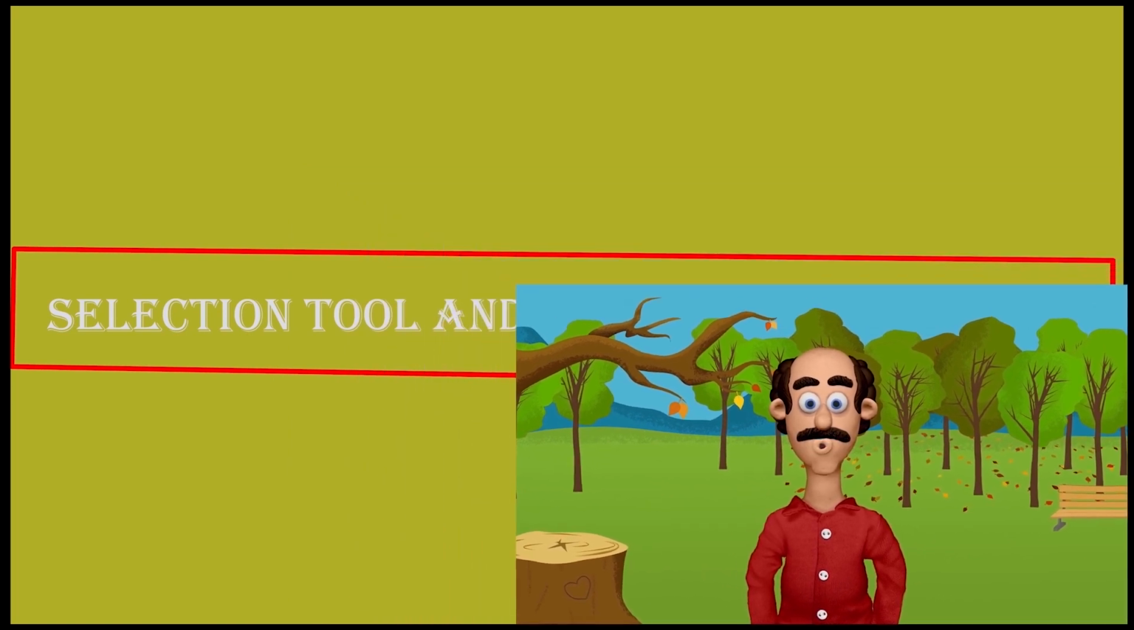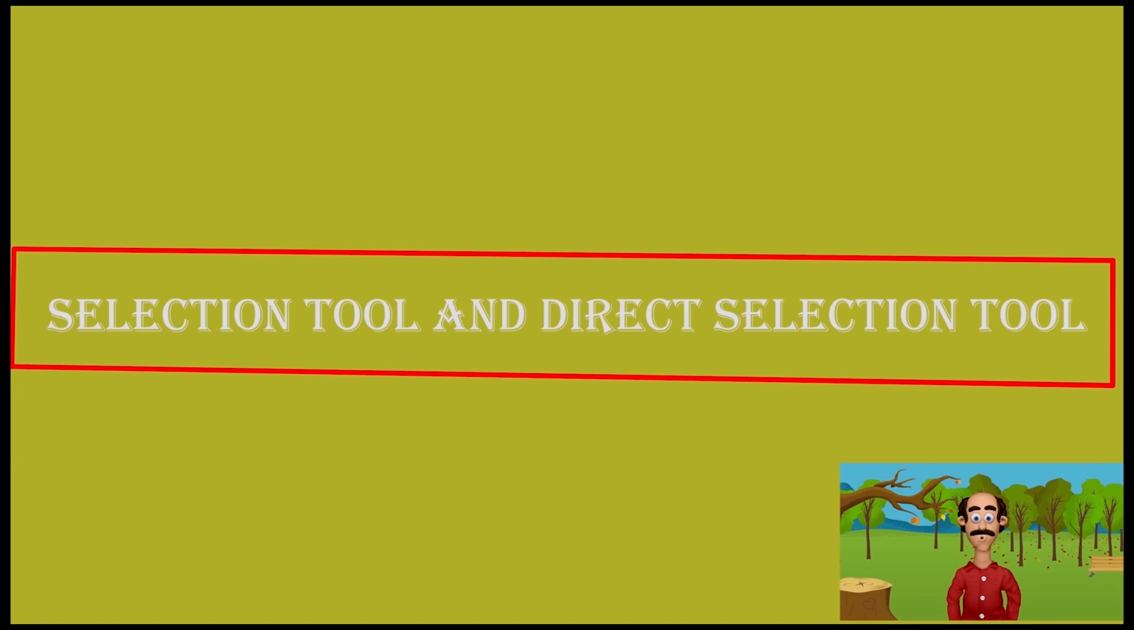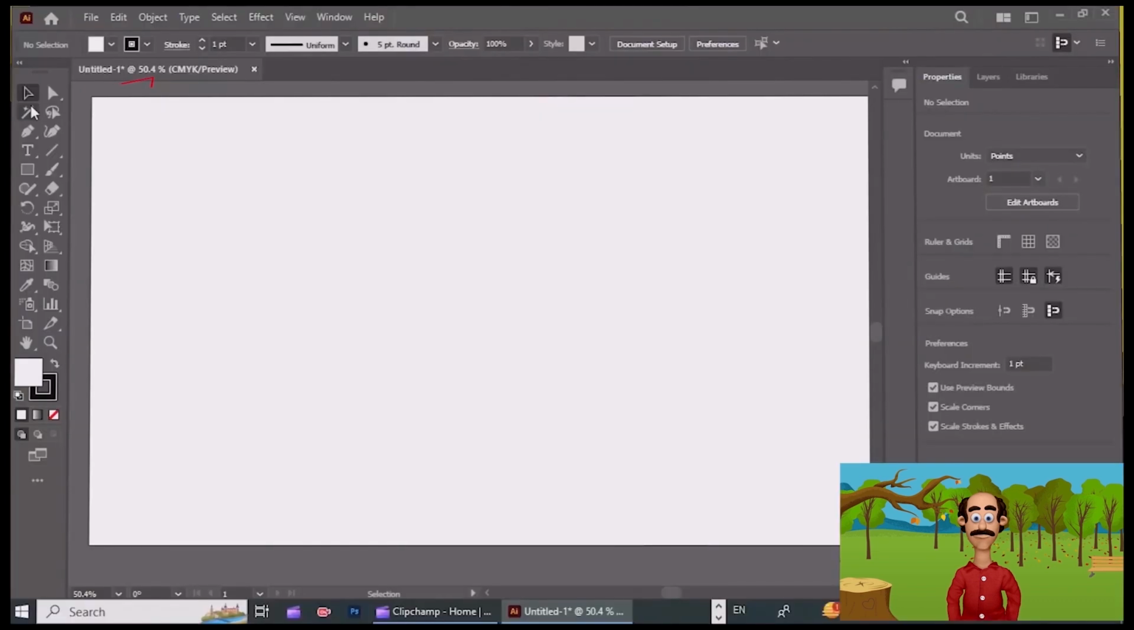Today we will discuss two design tools. These are the selection tool and the direct selection tool. At the end of this video we will discuss how we can use them to make beautiful patterns. Let's start without waiting more. These are the two tools: the right tool is the direct selection tool and the left is the selection tool.